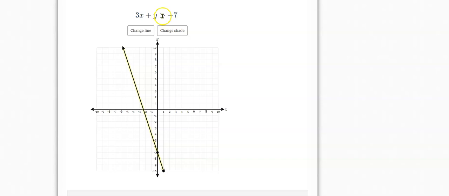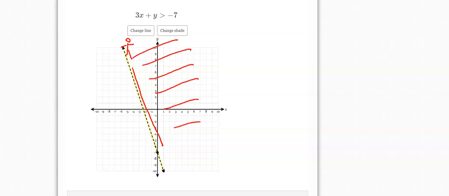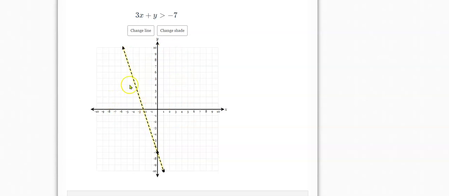So we have a greater than sign, not an equal to, so we need a dotted line. And the shading is greater than this line. So remember, if you were a person and you were walking on this hill, you would be going downhill. This would be you walking. So this is greater than your head, and this is less than your feet. So I want to be greater than my head, so the shading needs to be that way.